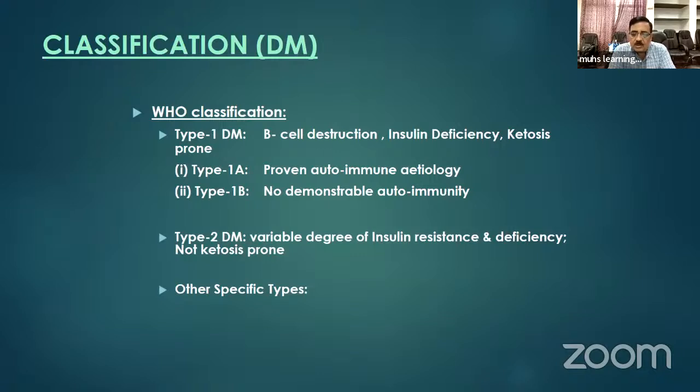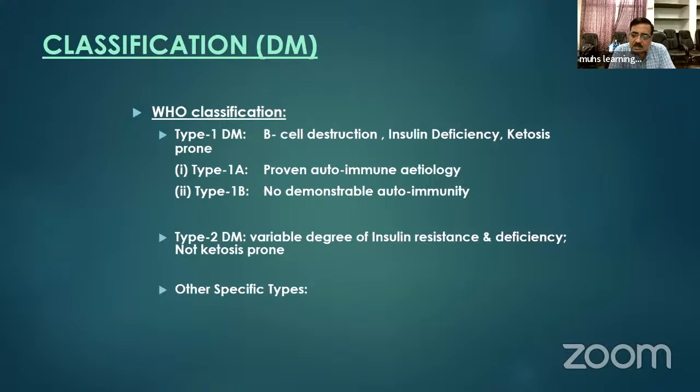And again, it has two types. One is the proven autoimmunity, which is tested by GAD65, and if it is present, it tells you that it is autoimmune destruction of beta cells, and that has caused the diabetes. In type 1b, there is no demonstration of autoimmunity, but there is proven evidence of decreased insulin, an insulinopenic state with no clear autoimmunity.